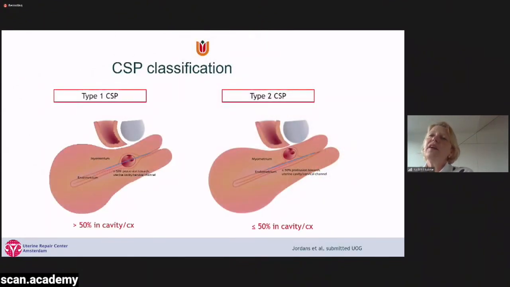Within the Delphi procedure, we also classified the cesarean scar pregnancy, and the main differentiation is between the type 1 and type 2 pregnancy. It was defined that the type 1 pregnancy is a pregnancy that is located more than 50% towards the cervix or the intrauterine cavity, and that is less than 50% embedded in the myometrium. And in case of a type 2, more than 50% of the pregnancy is embedded in the myometrium.